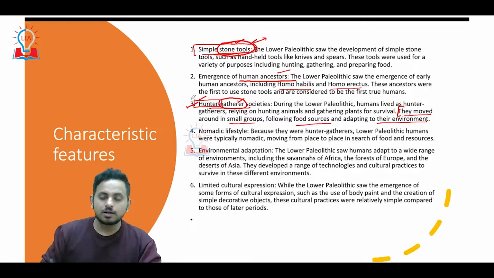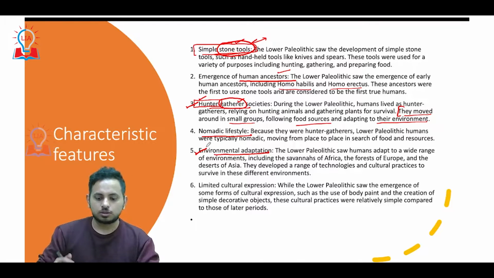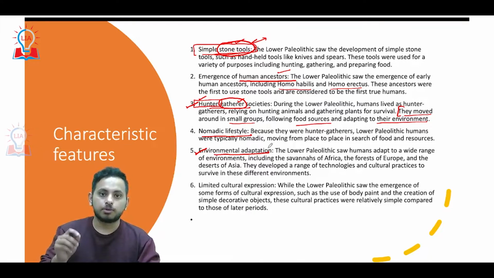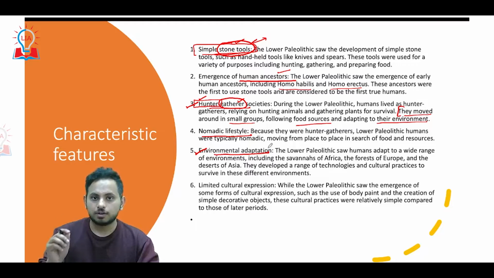So this is the third and important characteristic feature of the lower Paleolithic period. You can see here, nomadic lifestyle. They had a very nomadic and semi-nomadic lifestyle. Environmental adaptation, as they started traveling from one place to another place, environmental adaptation was very much essential for them to survive. So this resulted in both biological and cultural evolution and led to the emergence of the Homo sapien.